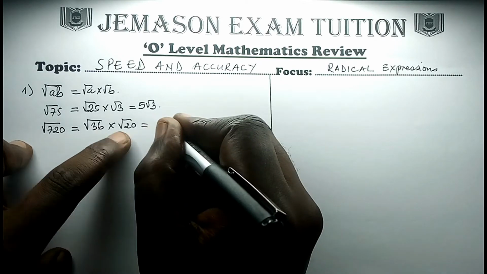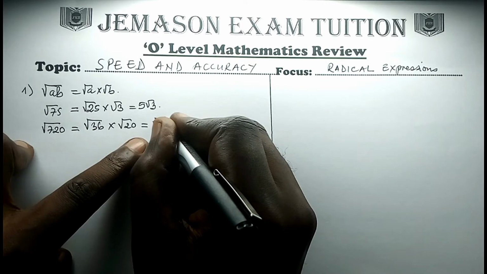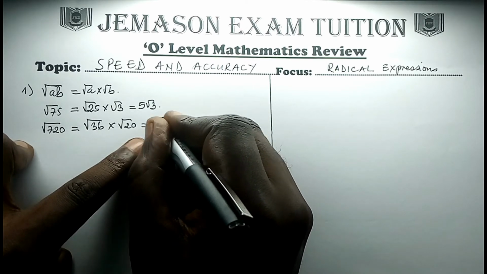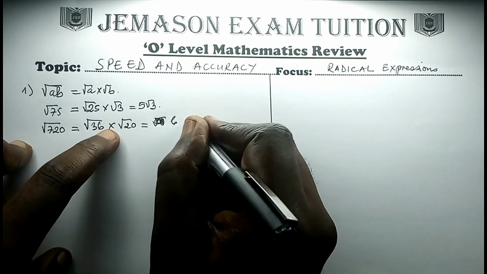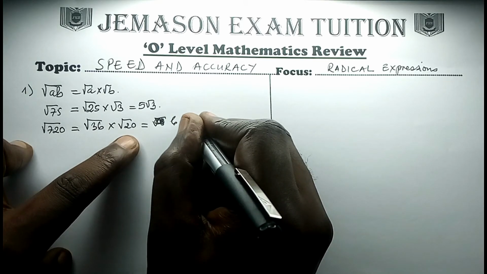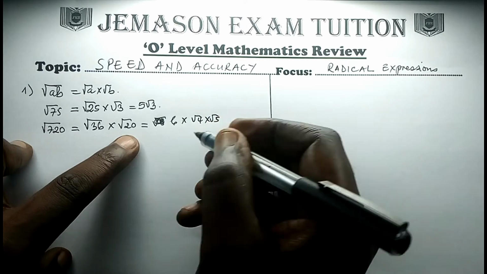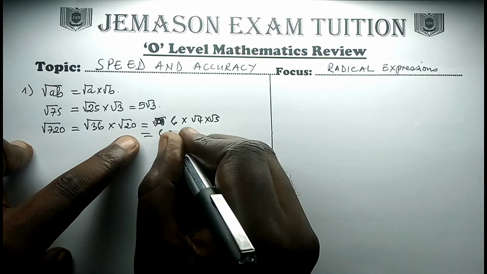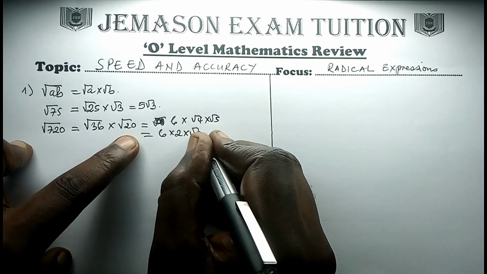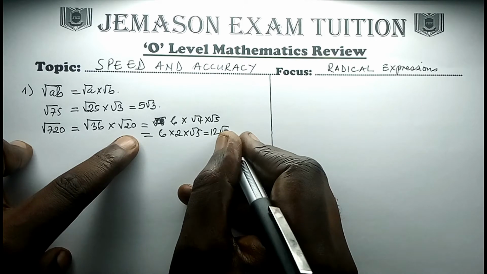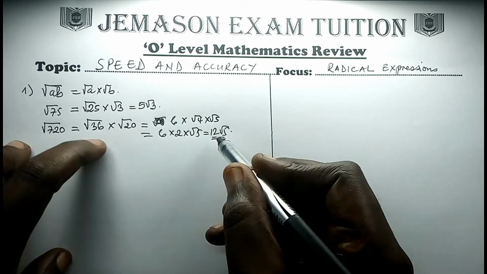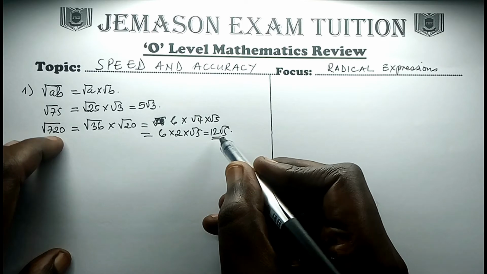The square root of 36 already is 6, and 20 is the same as the root of 4 times the root of 5. And so at the end I have 6 times 2 times root 5, which is 12 root 5. This answer is the accurate answer.